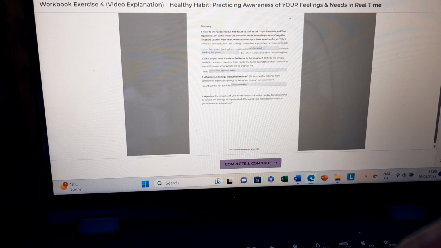If you can get into the framework of thinking that way, ooh, I don't feel good. What's the feeling? What do I need? What's my strategy to get this need met? If you can develop that way of processing your emotions, it's going to be extremely empowering on your journey. So you can check back with your needs at the end of the day. Did you commit to at least one strategy to improve the fulfillment of your needs today? What can you improve upon tomorrow? And this is a great thing to practice checking in with on a regular basis.